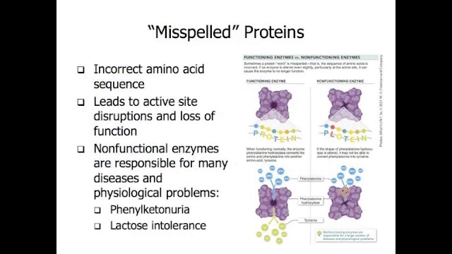Moving on, in any case, enzyme functioning is critically dependent on the enzyme's precise shape, which follows from its amino acid sequence. But sometimes a cell produces a protein, quote-unquote, word that is misspelled. That is, the sequence of amino acids is incorrect. If the structure of an enzyme is altered even slightly, the active site or some other region of the protein molecule may change so that the enzyme will no longer function. Non-functioning enzymes are responsible for a large number of diseases and physiological problems.